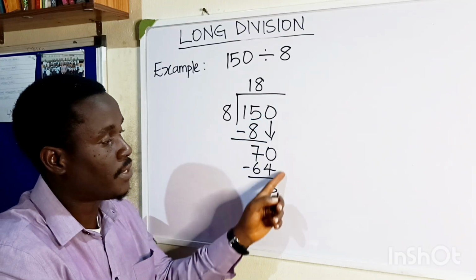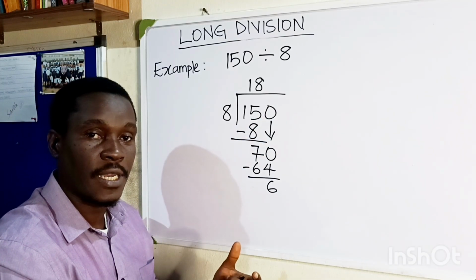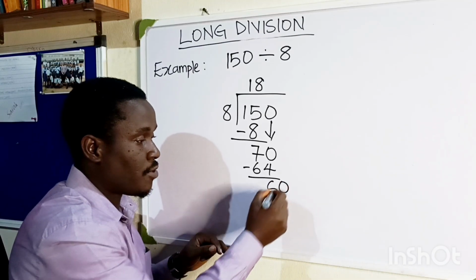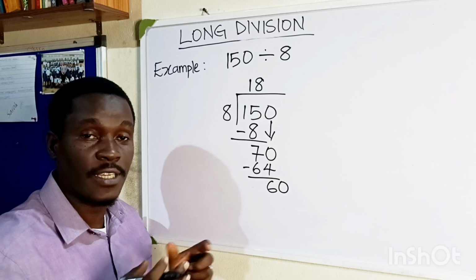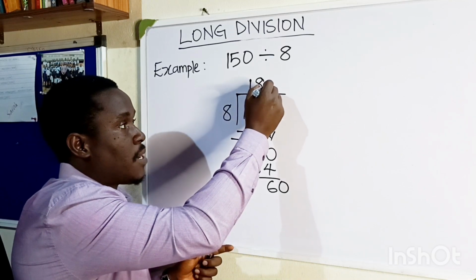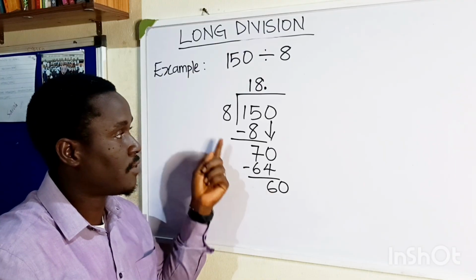Now we have 6 divided by 8. There is no number to bring down. So we need to make this number bigger than 8. How do we make it bigger than 8? By introducing a 0 here. A 0 that did not exist before. So since we introduced a 0 that did not exist before, we're going to put a decimal point here to compensate for that. Now we have 60 divided by 8.